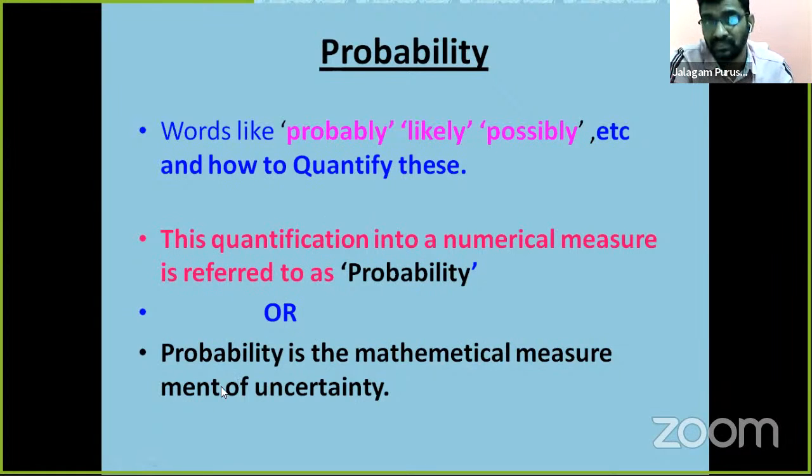Already we gave some more examples. So probability is the mathematical measurement of uncertainty, of imagining chances. So this is the definition of probability. Please remember, children.